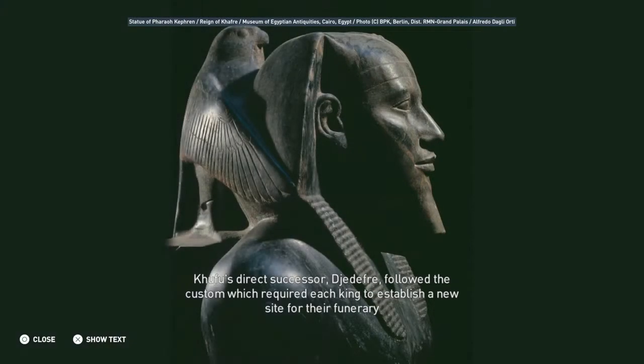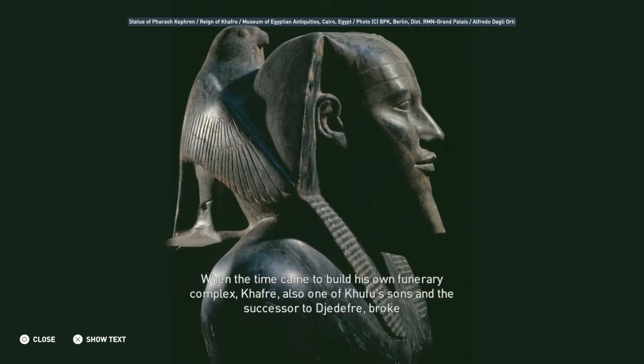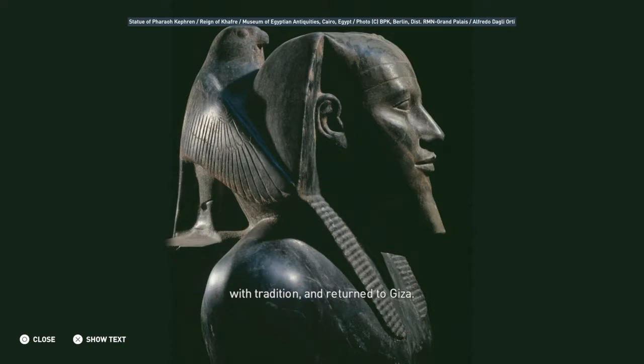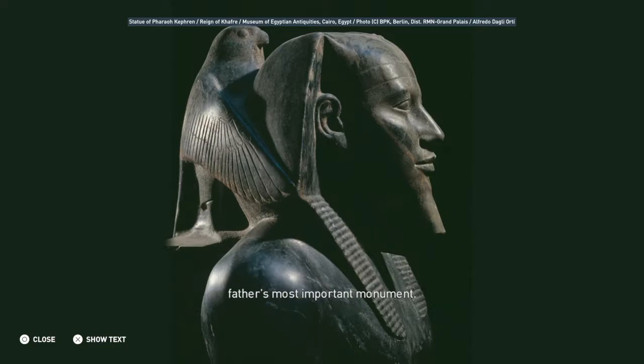Khufu's direct successor, Djoser, followed the custom which required each king to establish a new site for their funerary accommodation, and chose Abu Rawash as his last resting place. When the time came to build his own funerary complex, Khafre, also one of Khufu's sons and the successor to Djoser, broke with tradition and returned to Giza. Not only did Khafre thumb his nose at tradition, but he did so in a way which he hoped would allow him to overshadow his father's most important monument.